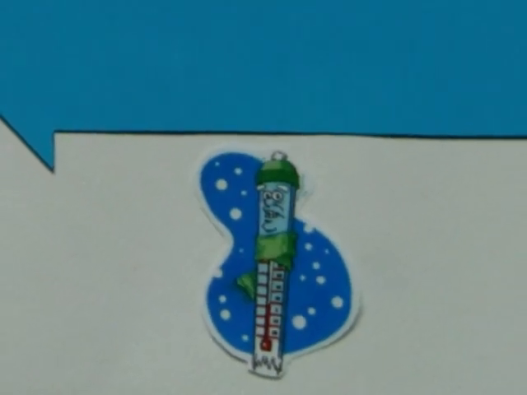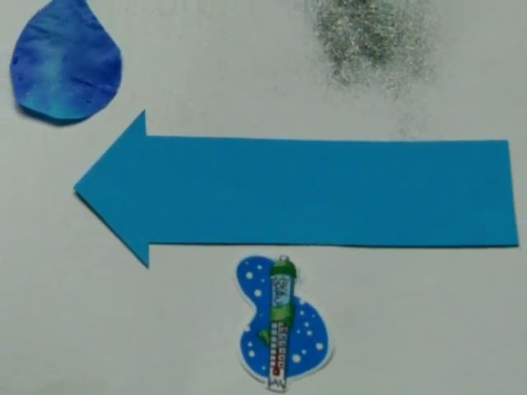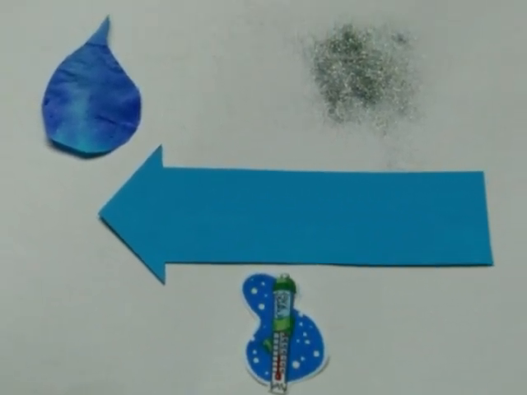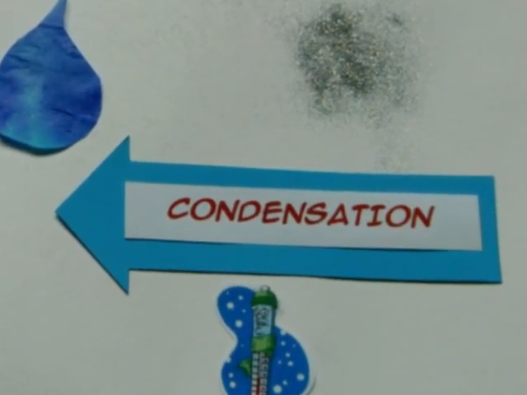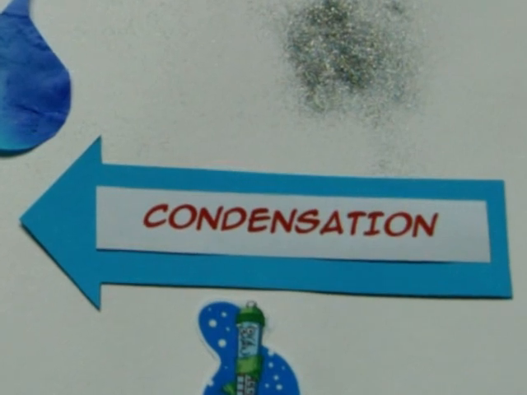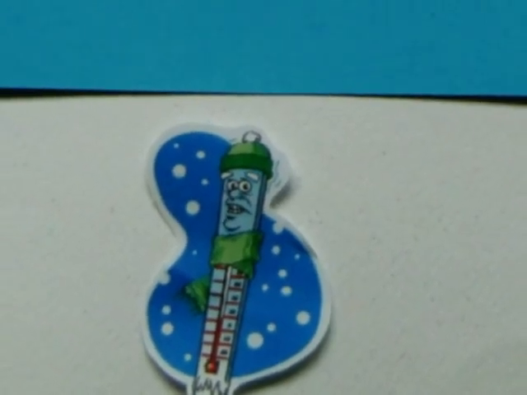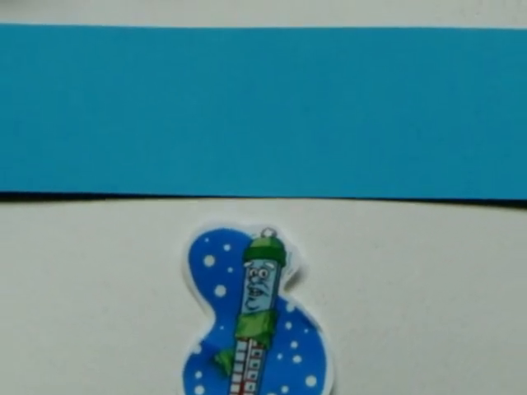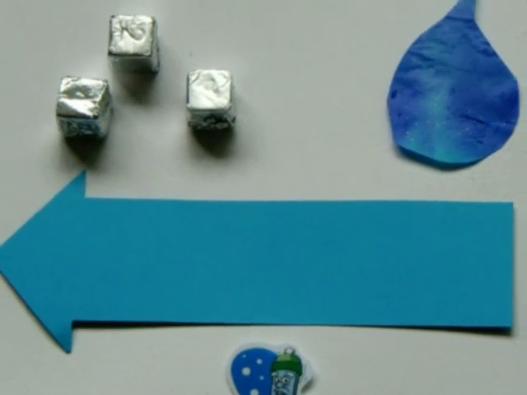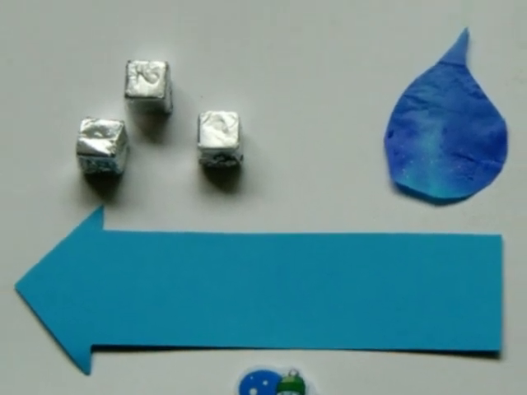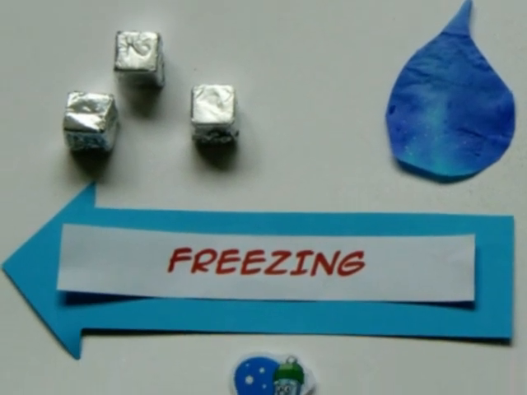Water condenses when it changes from water vapor to the liquid state. From water vapor to water: condensation. Water freezes when it changes from the liquid state to ice. It happens at the temperature of 0 Celsius degrees. From water to ice: freezing.